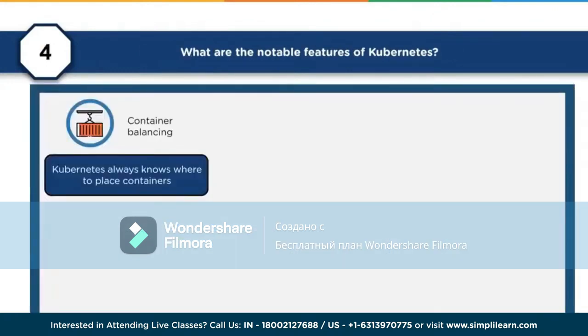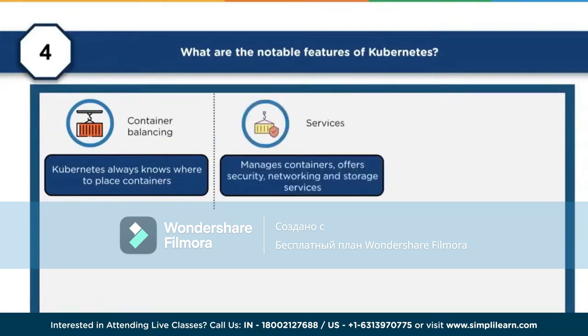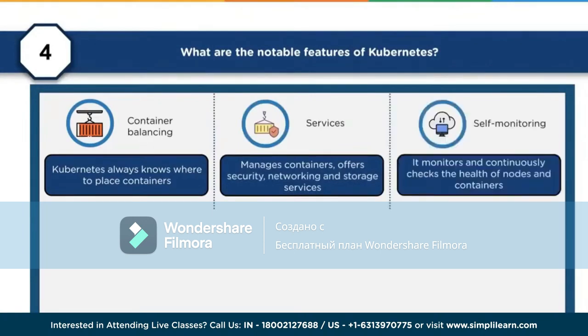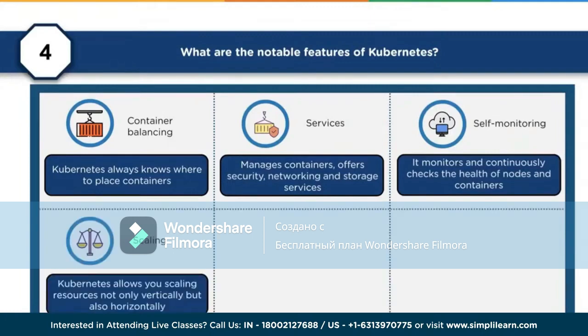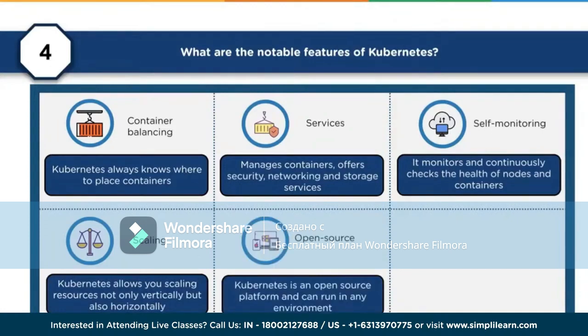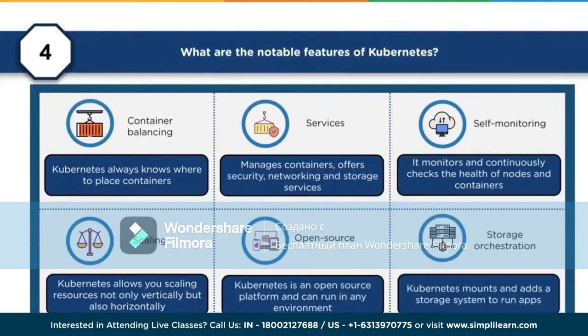So what are the notable features of Kubernetes? One is the ability to do container balance. Kubernetes always knows where to place a container within its entire network, within the pods and with its infrastructure. The services are managed for security, network, and storage. It is self-monitoring, so it is able to check its own nodes for health and the containers within the nodes, so it makes sure that the applications are always running effectively. You can do the scaling effectively, both vertically and horizontally within Kubernetes. The solution is open source, so there's no actual fee for the Kubernetes service itself. And Kubernetes allows for storage orchestration.